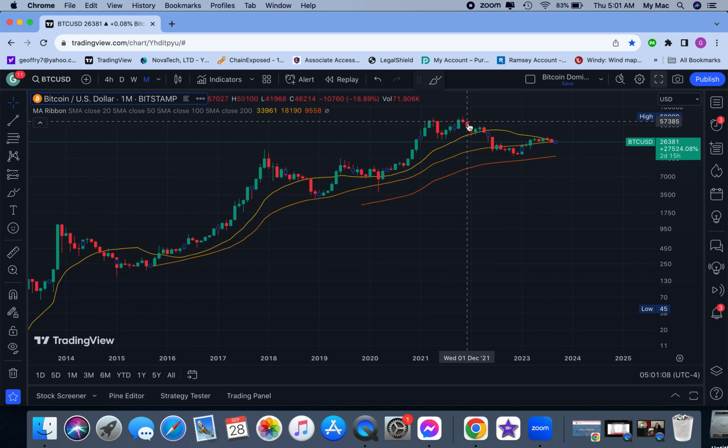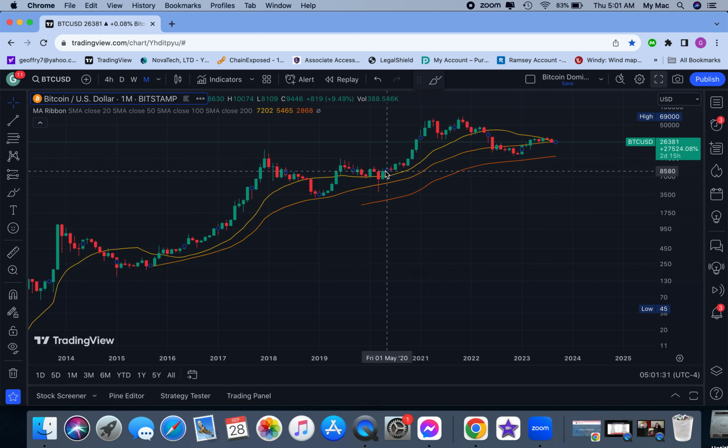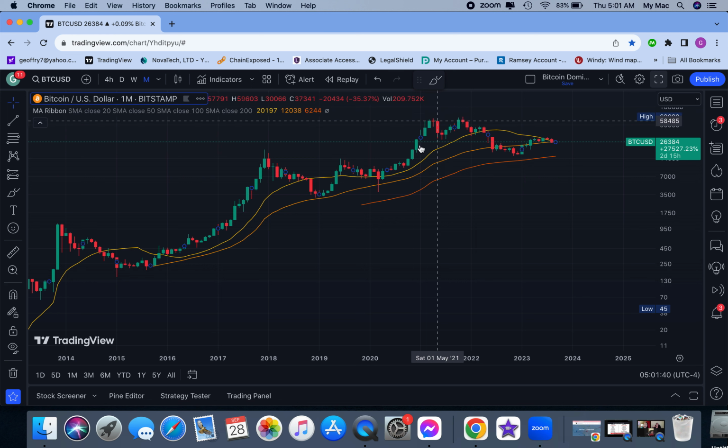top, double top, going back down and looking to test it as support. Didn't quite get to the band itself, but we bounced and we're moving up. However, this yellow band on the monthly is coming down, but I believe as we're getting closer to the next halving, this is essentially where the halving was last time, right here. And so after the halving, what happened? Boom, bull market.